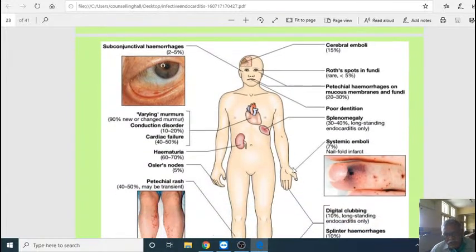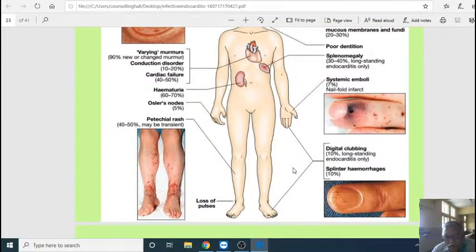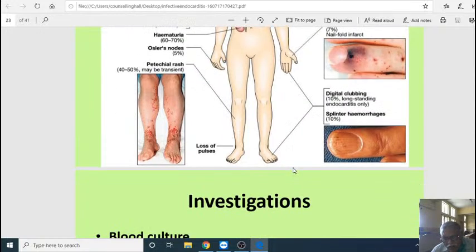stroke is about 15%, Roth spots about 5%, and petechial hemorrhage is 20 to 30%. Poor dentition, and they may develop odontitis, which is damage to the teeth. Splenomegaly is about 30 to 40%, systemic emboli are seen in 7% of patients, and digital clubbing will be present in 10%, in long-standing cases 90%. Of course, splinter hemorrhages are also present.